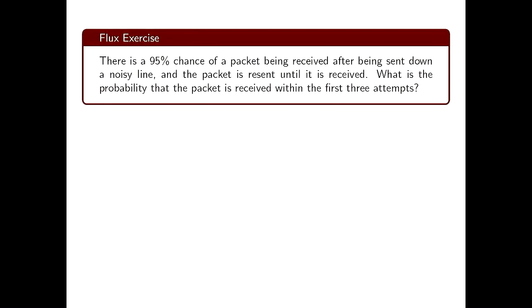One thing to be a little bit careful of here, when we say the packet is received within the first 3 attempts, what does that mean about our possible number of failures? Up to 2, right? So if it needs to be received within 3, then we're only allowed up to 2 failures, right? So if you're thinking of a geometric distribution, our possible number of failures is 0 or 1 or 2.